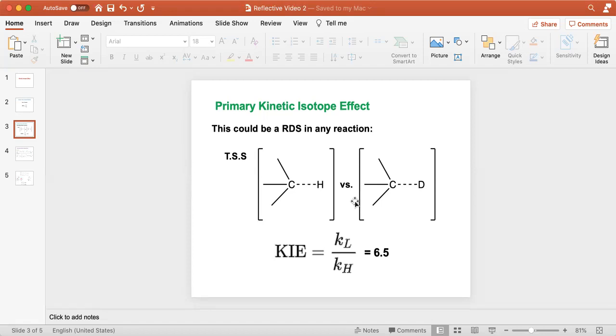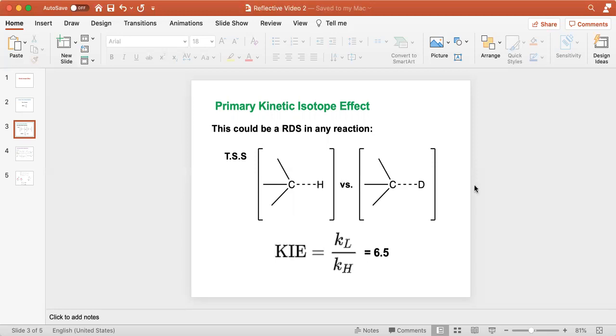So we can measure the reaction rate of our target molecule or target reaction, and we can also measure the reaction rate of the counterpart reaction which replaces the hydrogen with deuterium. And the ratio of these two rate constants will be about 6.5. So if the KIE is 6.5, then there's a CH bond breaking in our reaction rate determining step. If the KIE is not 6.5, let's say if the KIE is 1, then there is no such CH bond breaking in our reaction rate determining step.